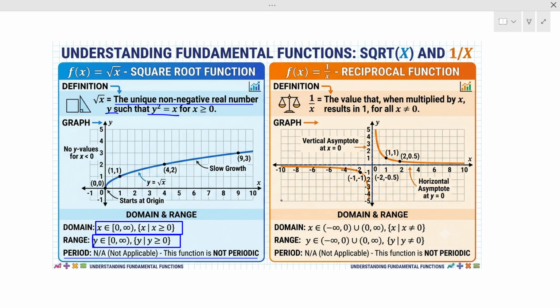It keeps on growing. Next thing is 1 by x, the value that when multiplied by x results in 1 for all non-zero x. So what can be the domain? The domain can be the real numbers except 0, which we also write as minus infinity to 0 union 0 to infinity, right? And the same will be the range. For range, always check the y-axis. Again, this function is not periodic, as it does not repeat itself after a particular time interval.